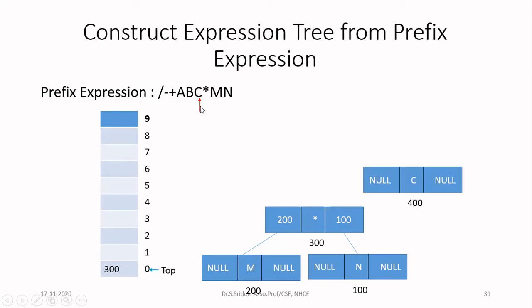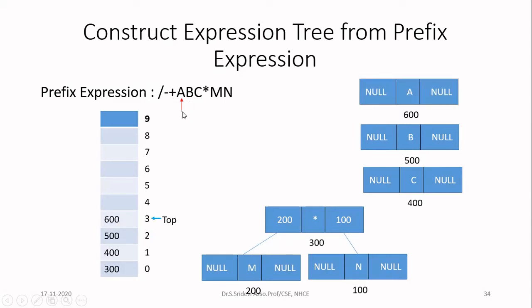There is an operand. So when we have an operand, we are going to allocate memory for that, and the allocated memory will be pushed onto the stack. So now 400 will be pushed to the stack. Then we need to scan the next symbol, it is B. Now allocate the memory for the operator. Now this memory will be again pushed onto the stack. So 500 is available here.